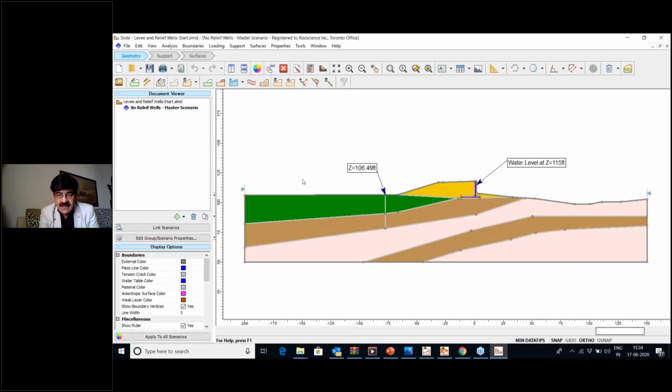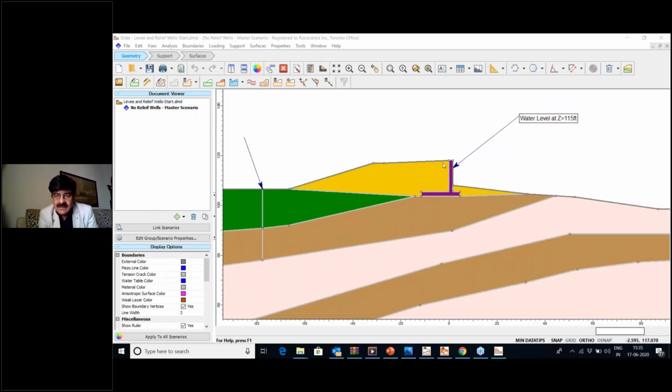So what you see here is this is the condition here. You have the retaining wall here, and the levee, the yellow material, that is the levee, and the water surface is 115 feet here, and you can see that here.